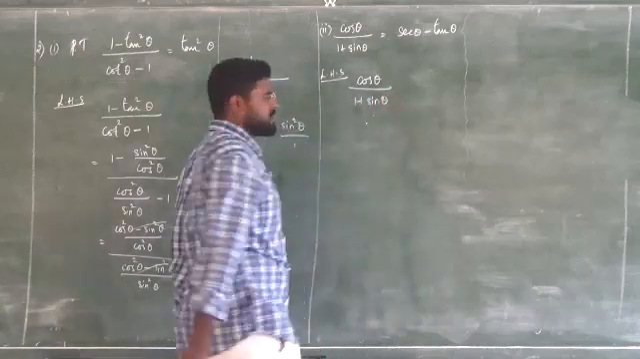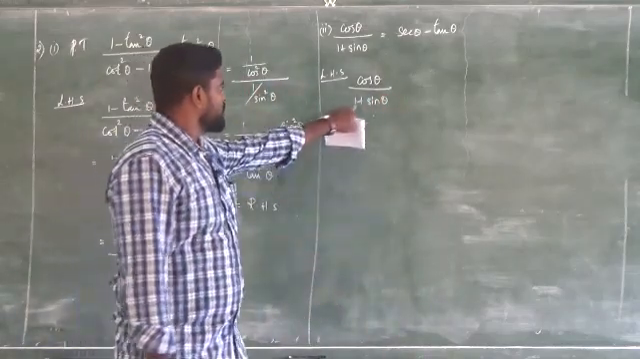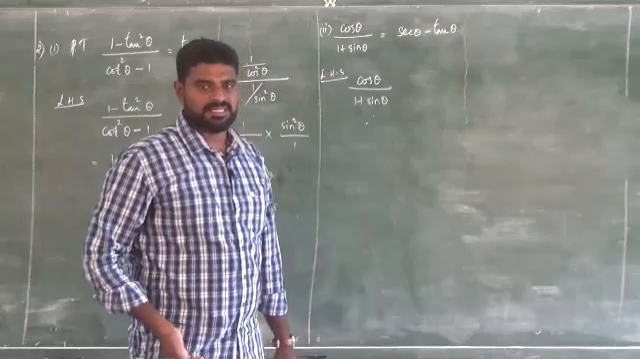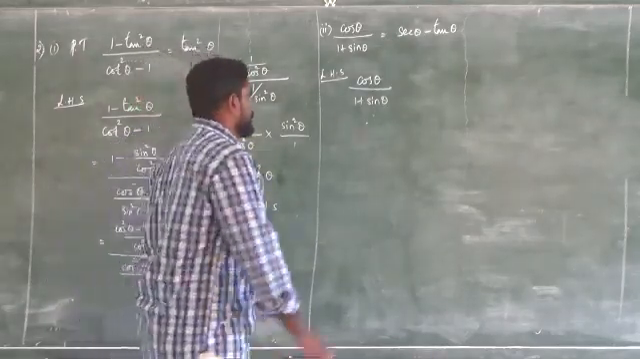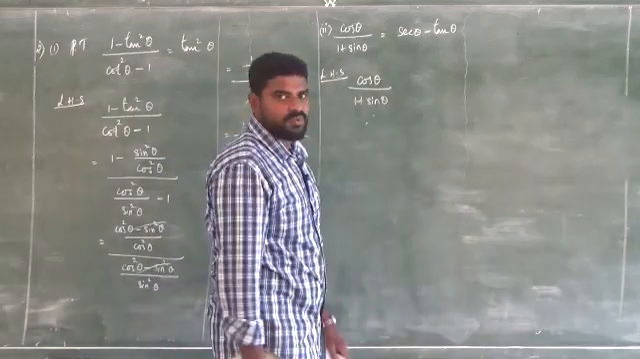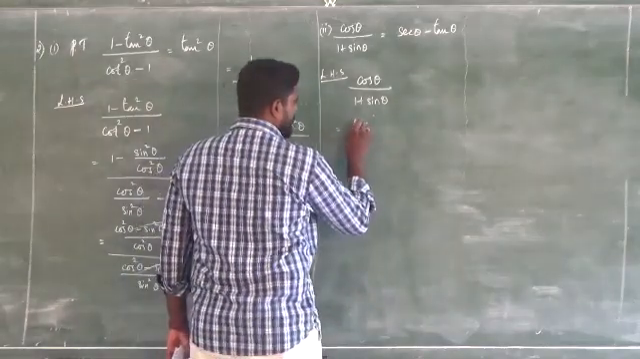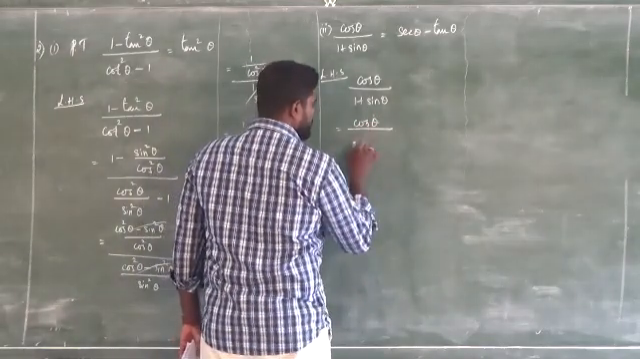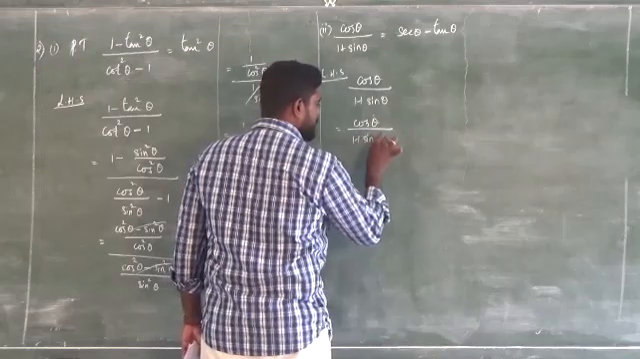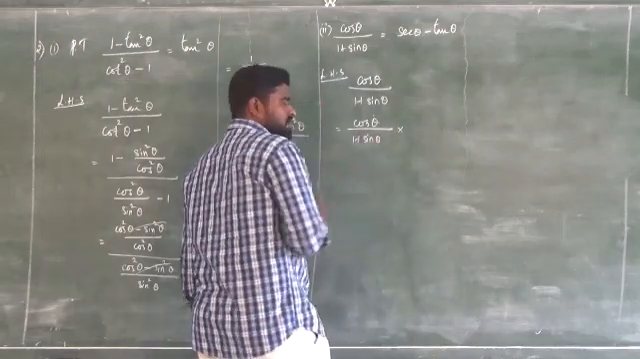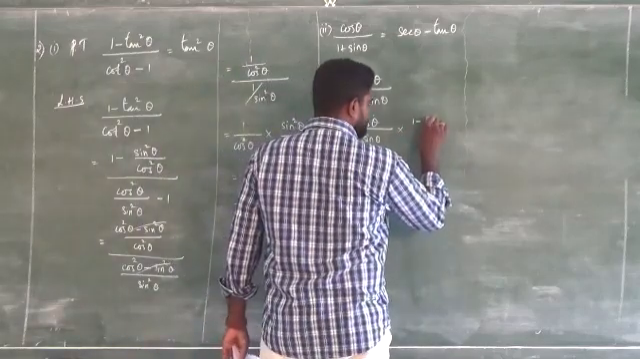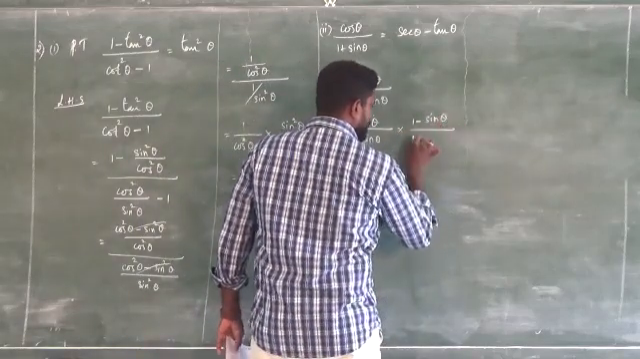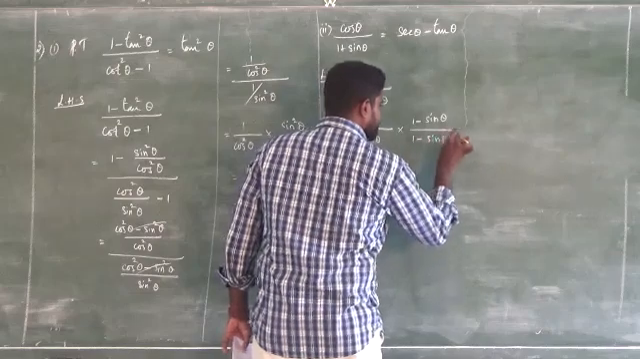In the previous class I said, in the denominator if you have 1 plus sin theta or 1 plus cos theta, if it is in the form of an identity, we can take the conjugate. So here the conjugate of 1 plus sin theta is 1 minus sin theta. So multiply and divide by the conjugate. So 1 plus sin theta into the conjugate, 1 minus sin theta, so 1 minus sin theta by 1 minus sin theta.